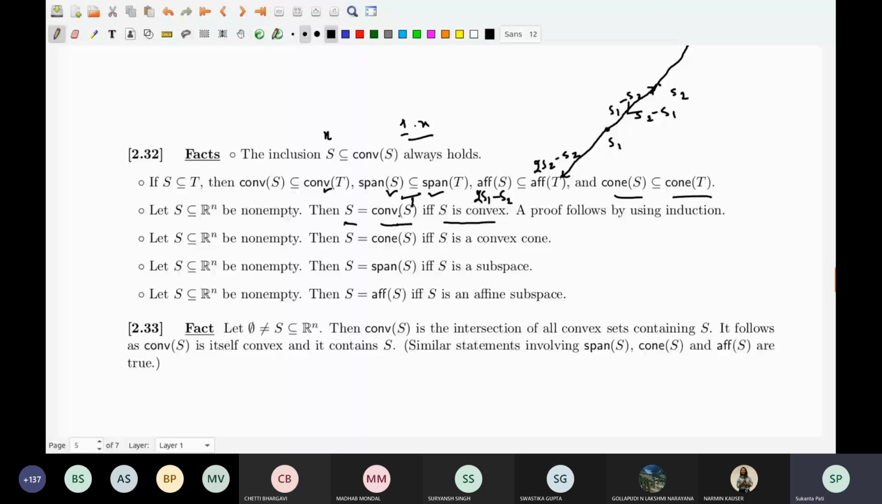Conversely, if S is convex, then the convex hull of S will be itself. You will not get anything else. Okay, so that is how.